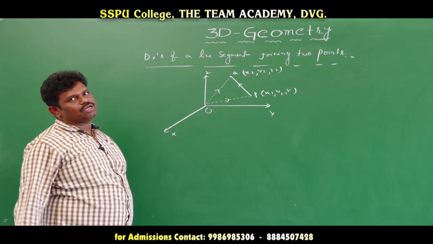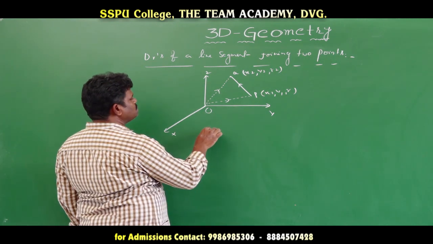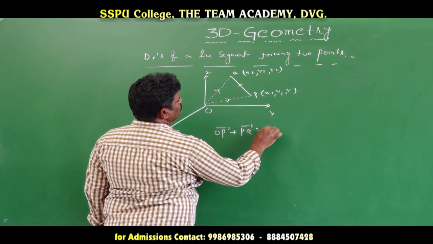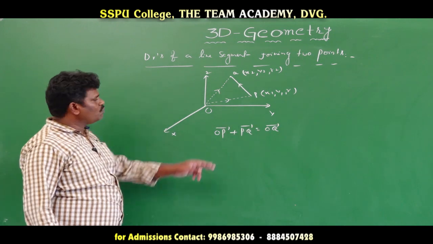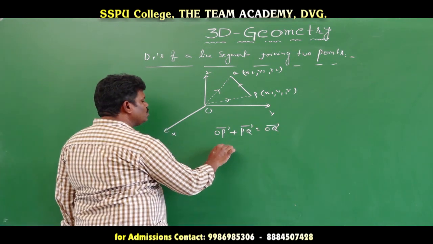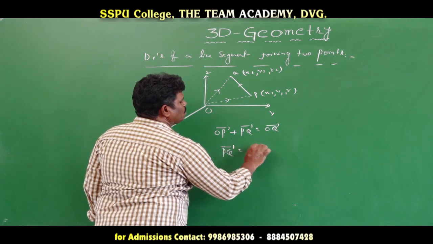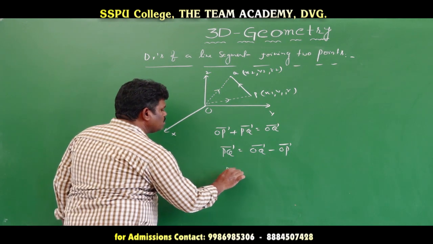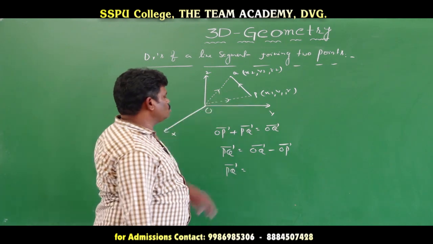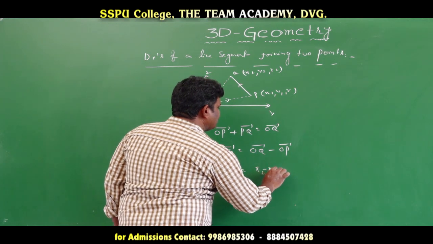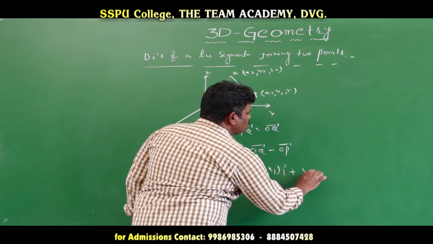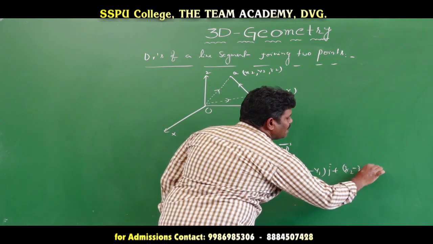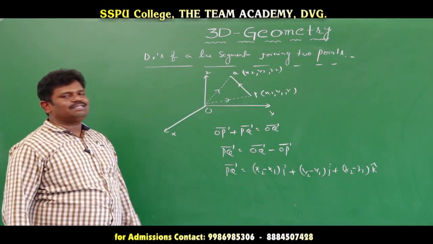Now if you apply the addition law, then what do we write? OP bar plus PQ bar is equal to OQ bar. Okay? So now if you want to find the PQ vector, how to find it? PQ vector is OQ bar minus OP bar. Then here PQ is equal to what we write here? OQ means x2. So PQ bar is equal to (x2 minus x1) i cap plus (y2 minus y1) j cap plus (z2 minus z1) k cap. Okay? So this represents the PQ vector.